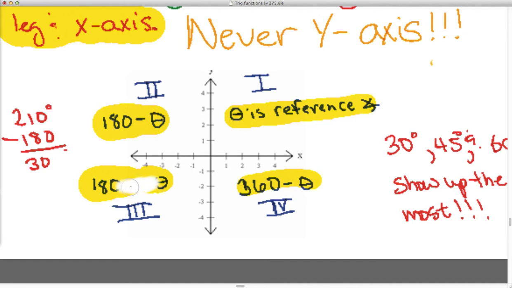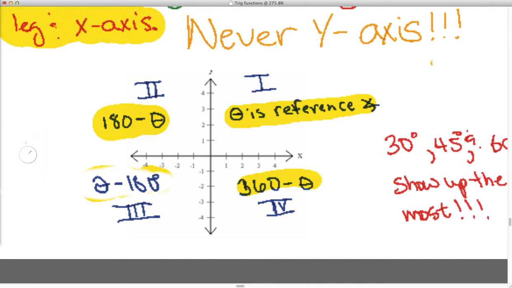So I need to change this. I'm sorry, people. This should have been theta minus 180. This is what happens when you rush when you're making stuff up. Okay, and if I'm looking in the fourth quadrant, it's 360 minus theta. Everything else is okay. So you got a free example out of your concept video.